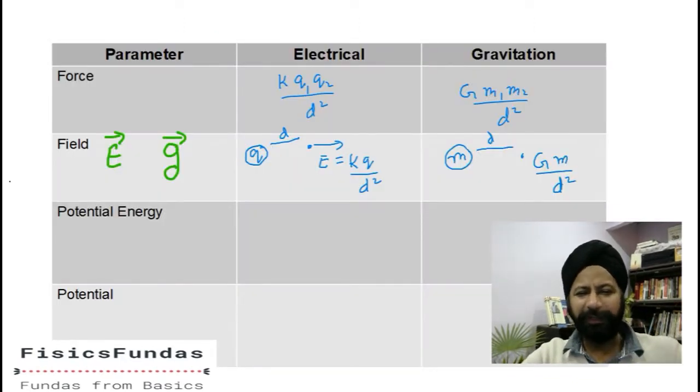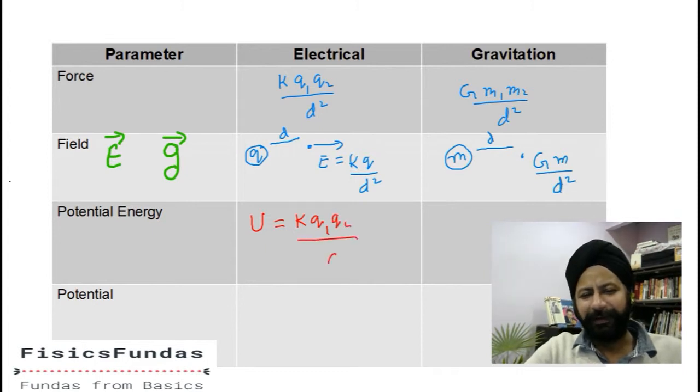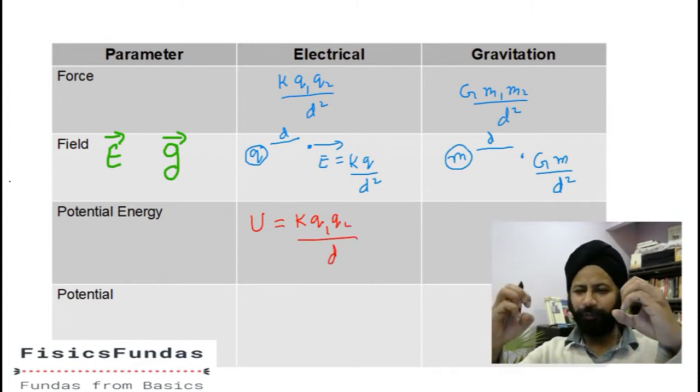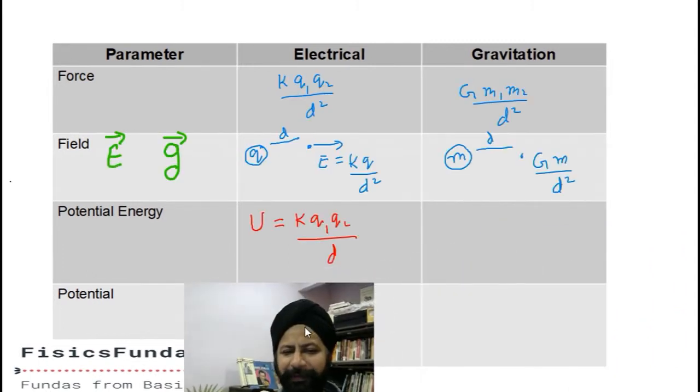The next thing is potential energy. Now think about two charges separated by a distance of d. The potential energy is equal to k times q1 q2 divided by d. That's the potential energy between two charges. I'll have to keep moving my picture here. I'm really sorry for the small space here.